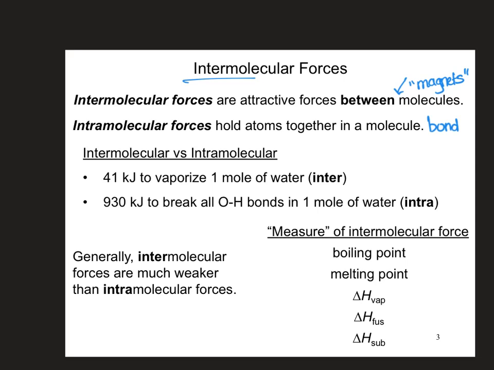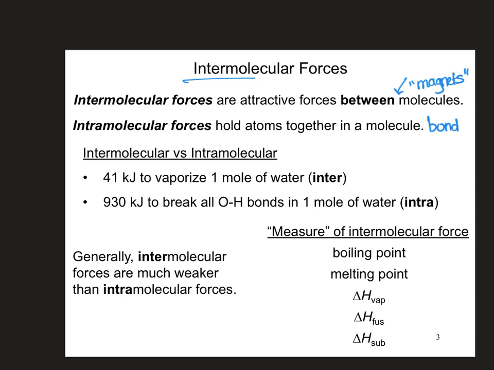Just to give you an idea of energy differences, the numbers aren't going to mean a whole lot other than we're going to compare the two. It should be a pretty simple idea. The amount of energy it takes to vaporize 1 mole of water: 1 mole of water has a mass of 18 grams. It's 18 milliliters, so it's not that much, right? It takes 41 kilojoules of energy to take that from a liquid to a gas.